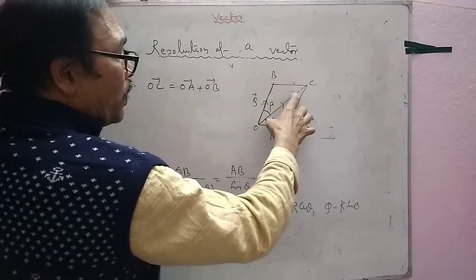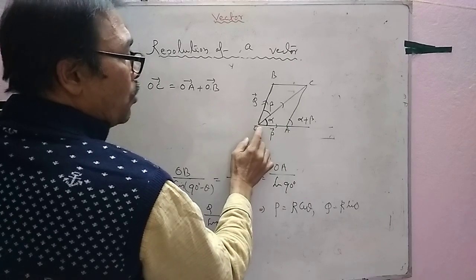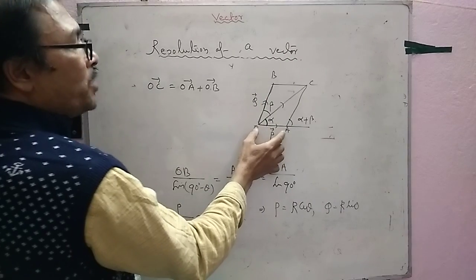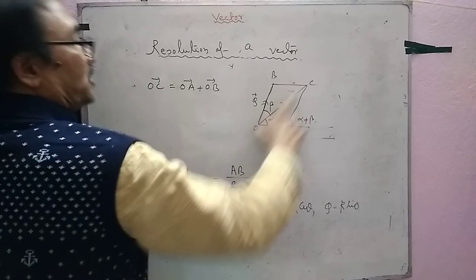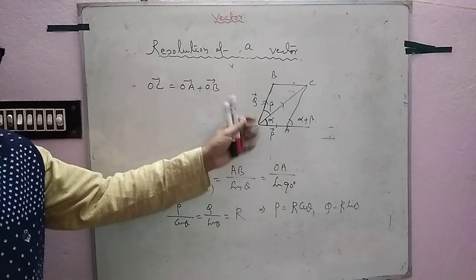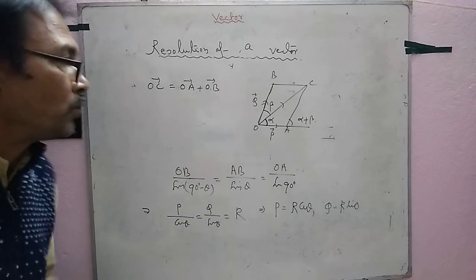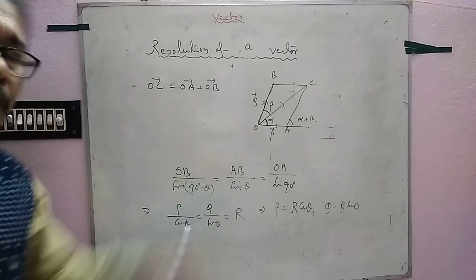If so, the vector OC is resolved into two vectors OA and OB such that if we add OA and OB, we get the original vector OC. So this is another process of resolution of a vector. This resolution is not the perpendicular resolution. This component is not component only.